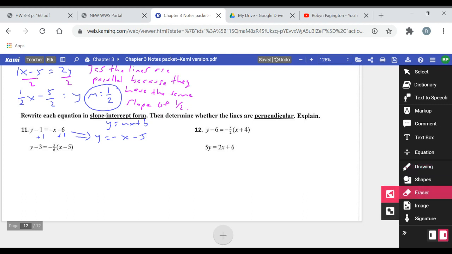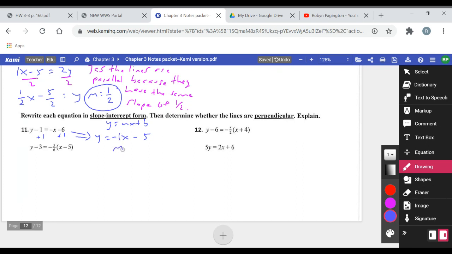That doesn't look like a 5. Let's fix that. Okay. So y equals negative x minus 5. So in this particular case, again, when y is by itself, the slope is whatever's in front of the x. And so in this case, if you want to think of it as a negative 1, then I have a slope of a negative 1 here.